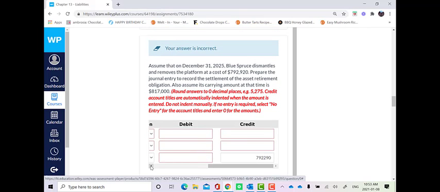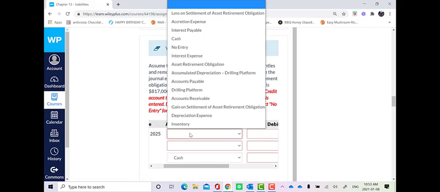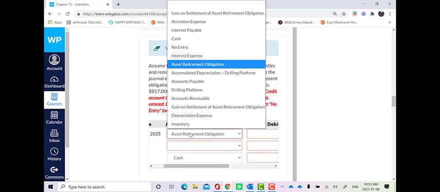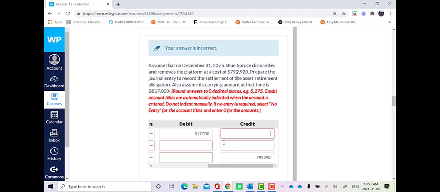The wording here is a little unclear, but I believe, yeah, settlement of the ARO. So we're getting rid of the ARO. And it's on my books for $817,000. And the difference, you guys can do math.